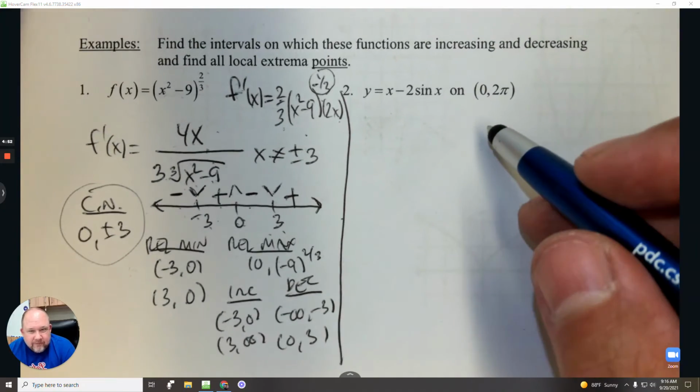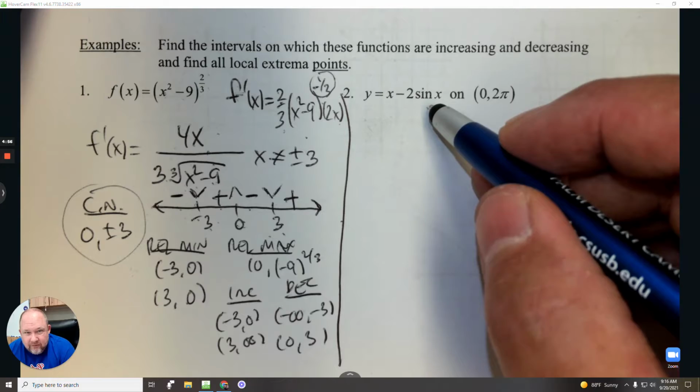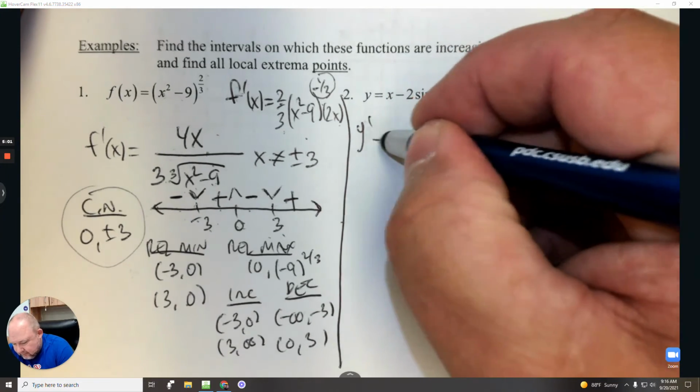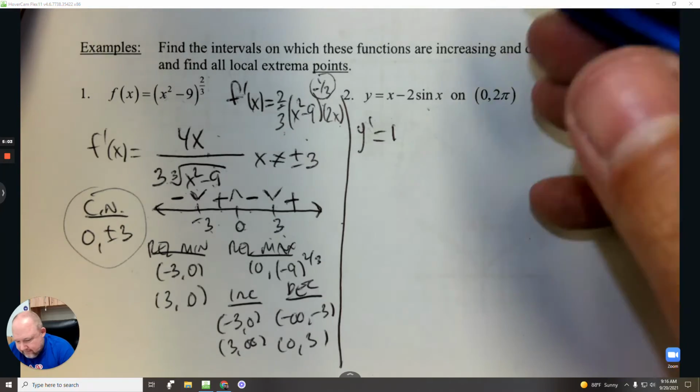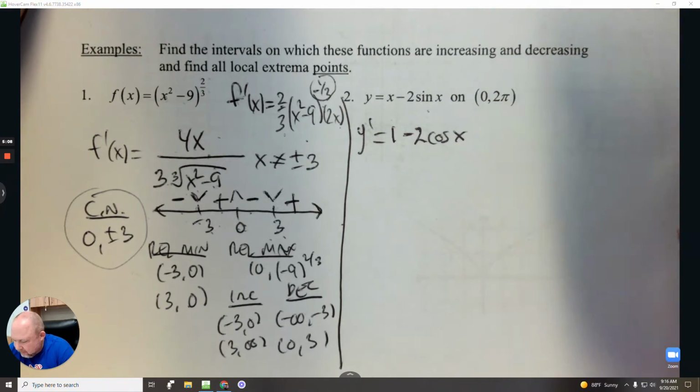All right, number 2. This is going to be a challenging one. We'll do it together. A sine function is continuous, so there are no discontinuities here. So we're going to take the derivative. The derivative of 1x is 1. The derivative of sine is cosine. So it's 1 subtract 2 cosine x.